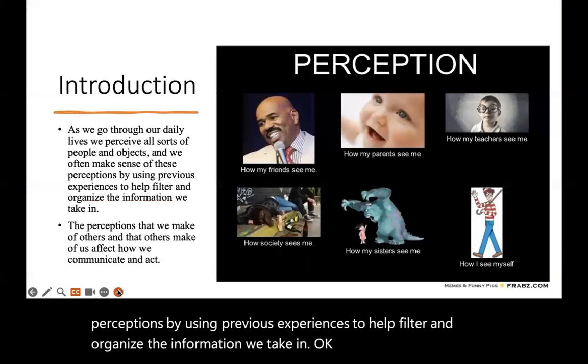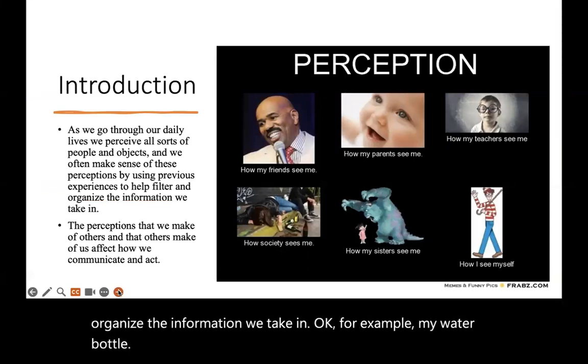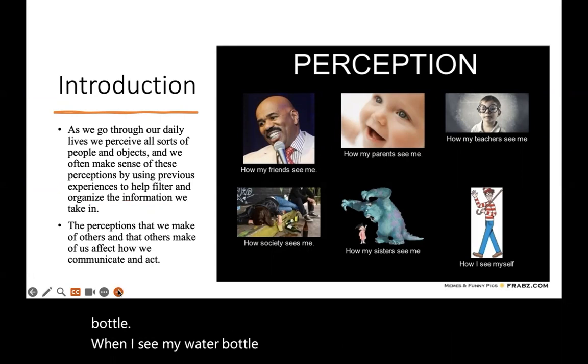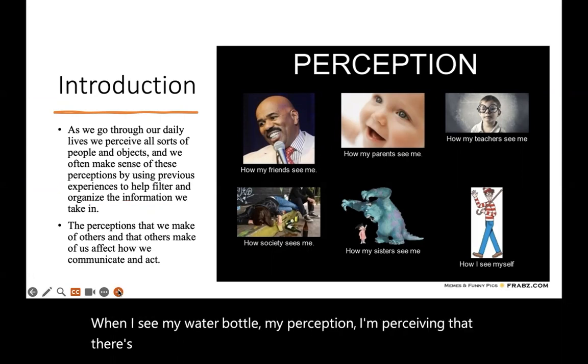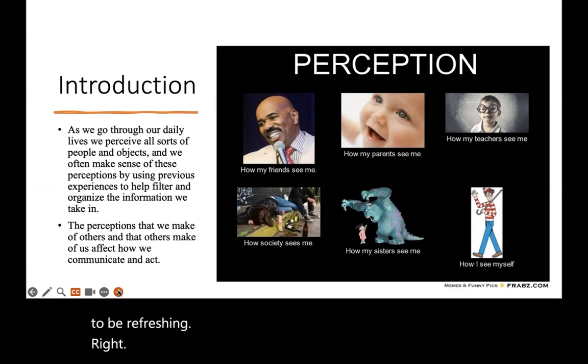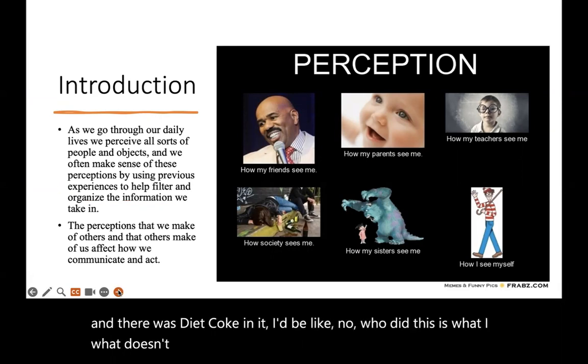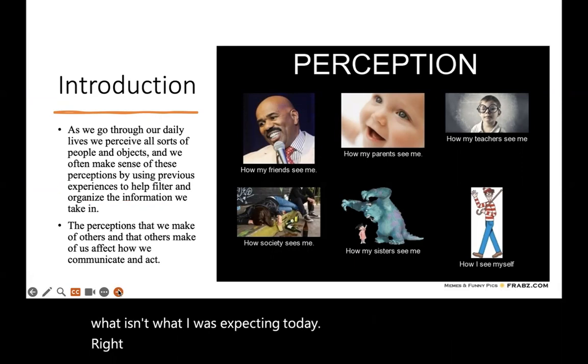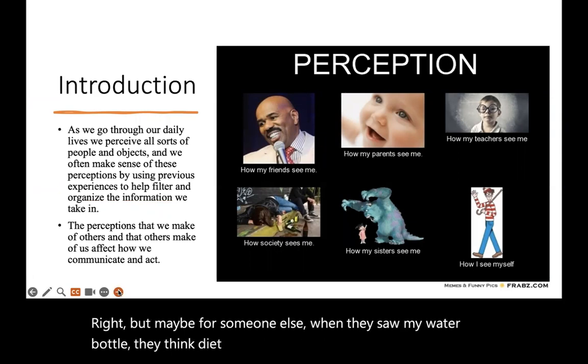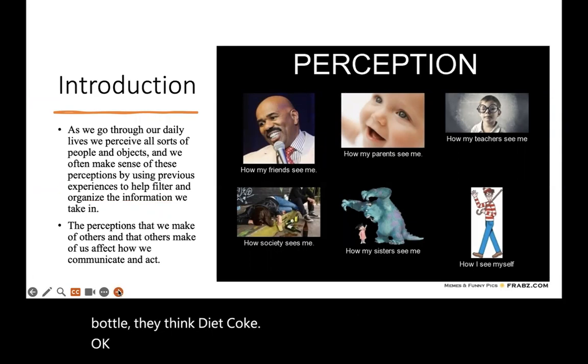Okay. For example, my water bottle. When I see my water bottle, I'm perceiving that there's going to be water in it. And when I take a drink of it, it's going to be refreshing, right? That would be a huge violation to my perception if I picked it up and there was Diet Coke in it. I'd be like, oh no, who did this? This isn't what I was expecting today, right? But maybe for someone else, when they saw my water bottle, they think, ooh, Diet Coke. Okay. Perception helps us filter out and organize the information that we take in.